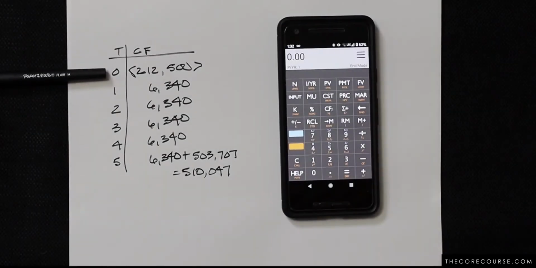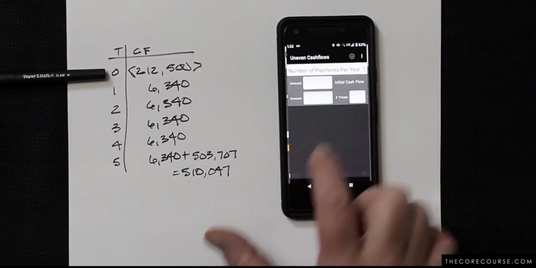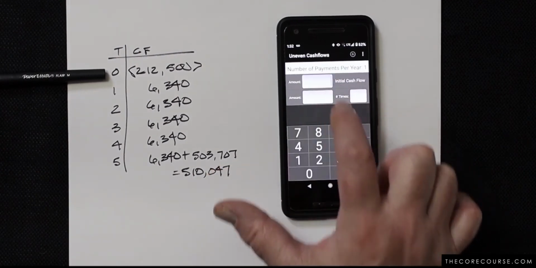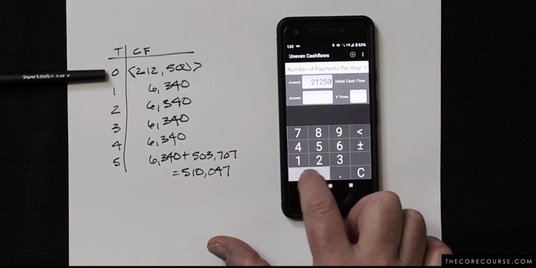So you can see the first flow at time period 0 is -$212,500. So on this app, I'll tap the CFj key to go to the cash flow submenu, tap into the first box, the first flow, 212,500, make it negative. Very, very important when entering cash flows into the calculator: you must pay attention to your sign conventions. Make sure positives stay positive and make your negatives negative.